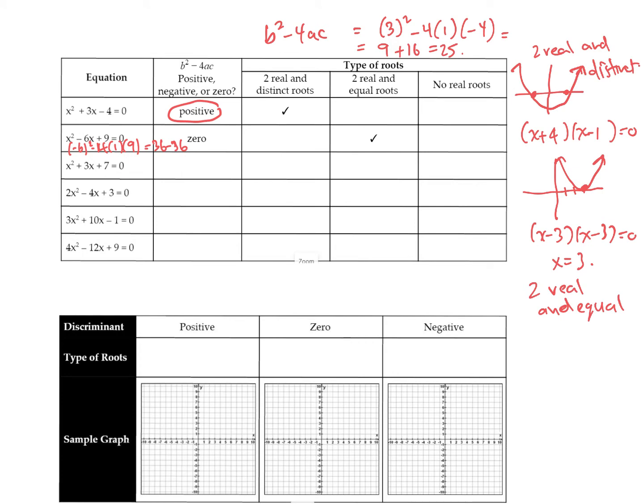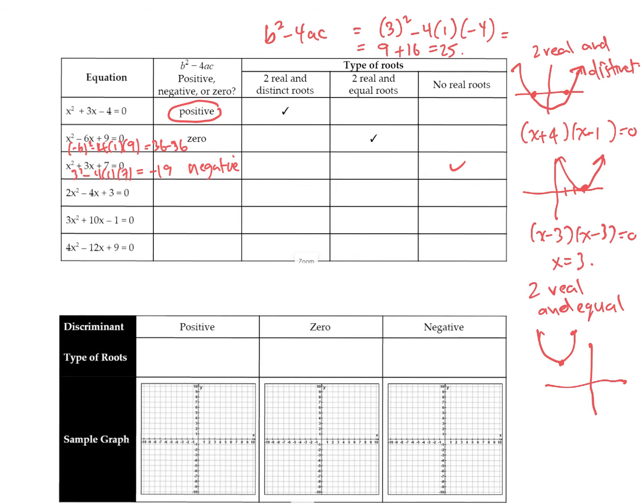Okay, let's do x squared plus 3x plus 7, so it would be 3 squared minus 4, a is 1, c is 7. That works out to be negative 19. So it is a negative value. It has no real roots. If I graph that on Desmos, that third one has a vertex over here and is concave up. That tells me that there are no real roots.